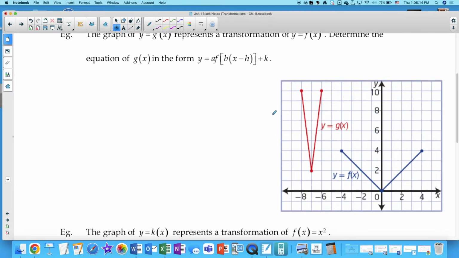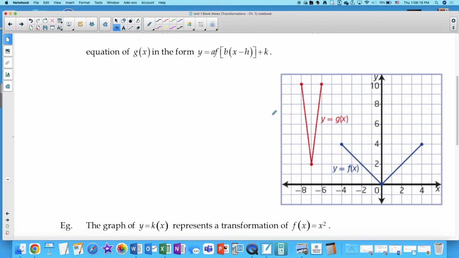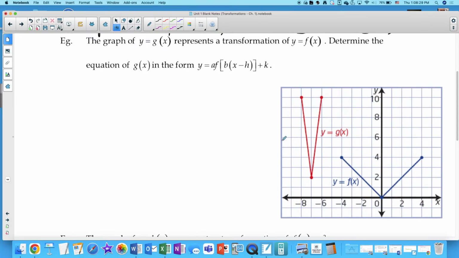So let's look at an example. Okay, so we're looking at the blue graph. y equals f of x is the original, and g of x is the transformed graph. And we know that because we're told g of x is a transformation of f of x. So f of x was the original, now we are transforming it.